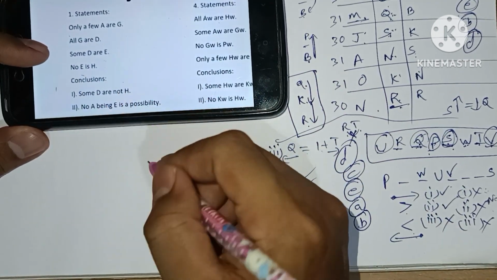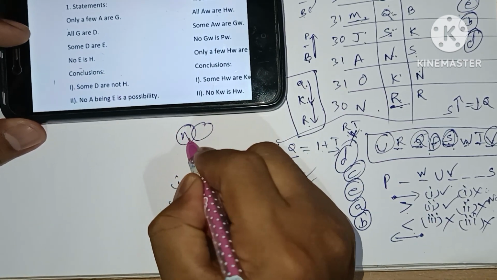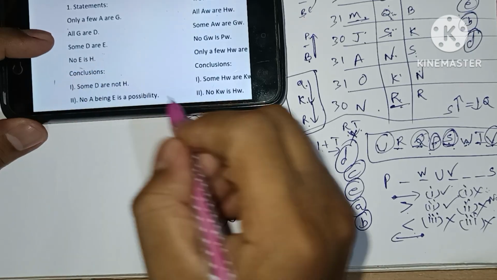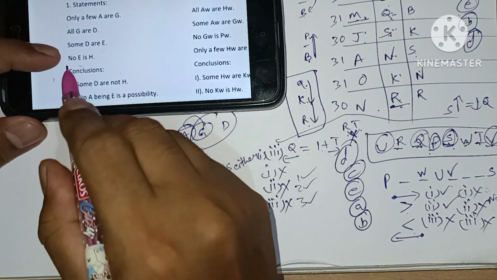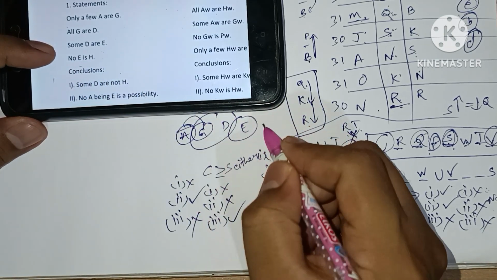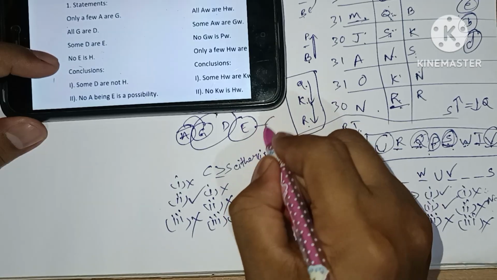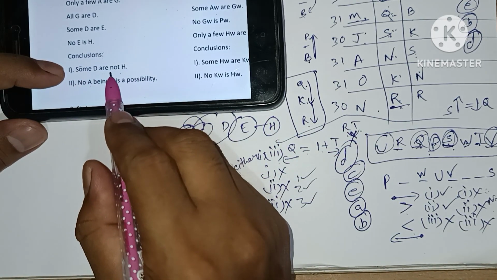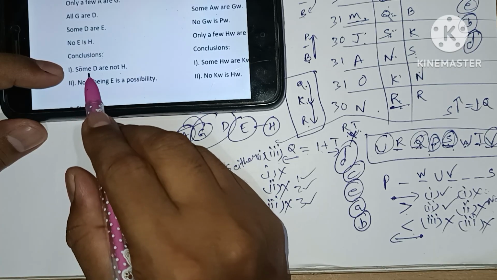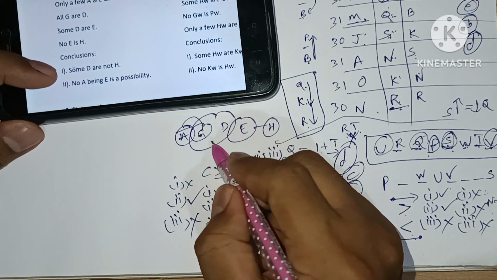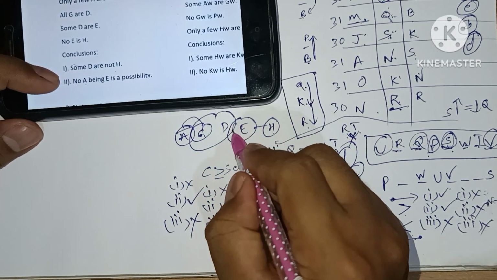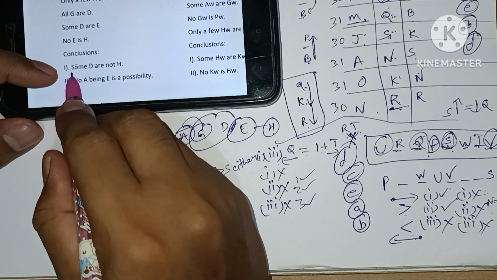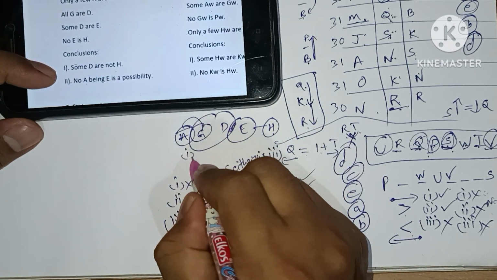Only a few A are G, all G are D, some D are E, no E is H. Let's see conclusions. Some D are not H. We see a not here, so all D can be H, all D can be placed inside H. No, it is not possible because of this one. All case fails means some not case will be true, so first conclusion will be true.